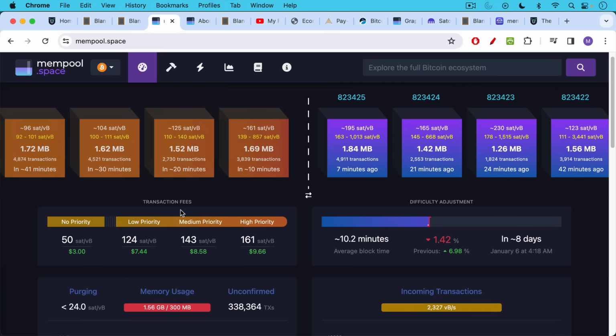Below this, we can see transaction fees. We can see low priority, medium priority, and high priority transaction fees. And these are measured in terms of the amount of money per data that you are paying or willing to pay.